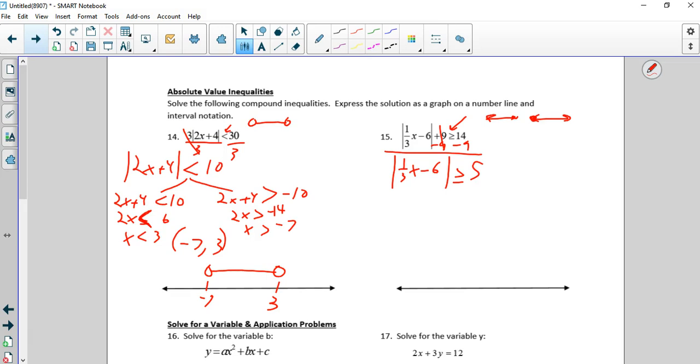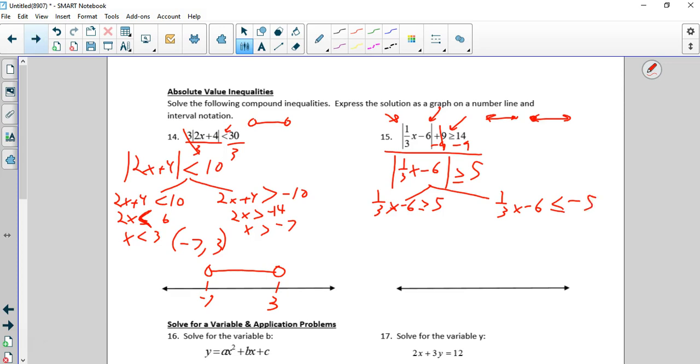I cannot multiply by 1/3 up here. Multiply by 3 up here. I cannot add 6 up here. I cannot do that until this point when I bust it out of the absolute value. So I write 1/3 x minus 6 is greater than or equal to 5. And I write the same thing, 1/3 x minus 6, but now it's less than or equal to negative 5.